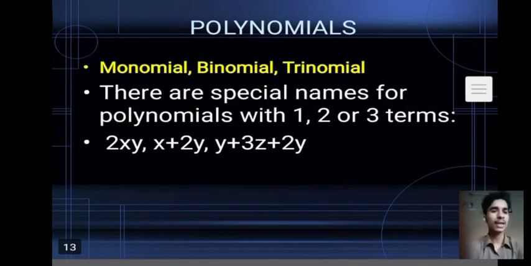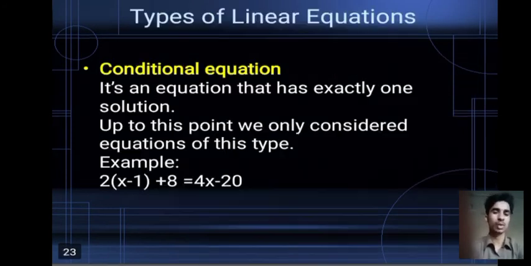Monomial, binomial, trinomial. There are special names for polynomials with 1, 2 or 3 terms: 2xy, x plus 2y, y plus 3z plus 2y. Conditional equation. It is an equation that has exactly one solution. Up to this point, we only considered equations of this type.